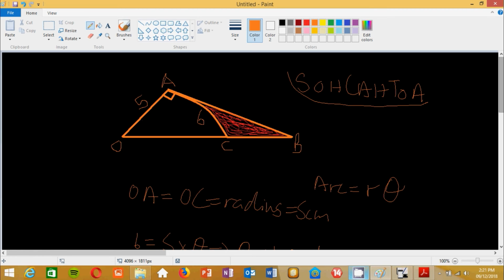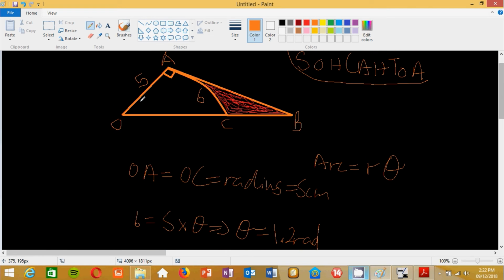This angle here that I have found to be 1.2 radians, theta, is actually this angle. Remember that this angle you're finding is the angle between the two radii. So if this is one radius and this is the other radius, then this angle theta is the 1.2.